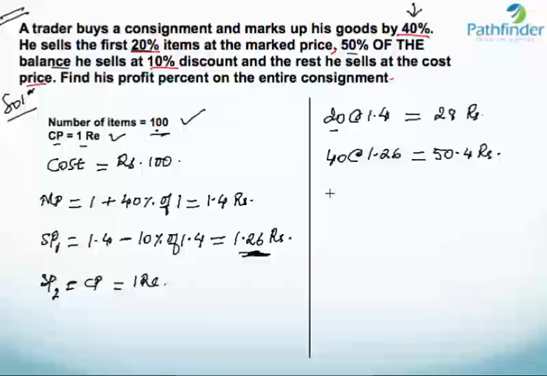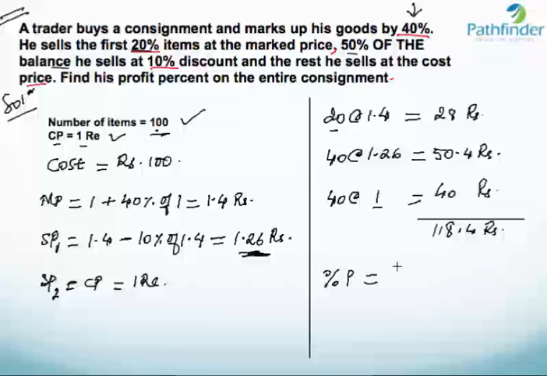So you have 40 items and 20 items, 60 items gone. So the number of items remaining is once again 40, and this he is able to sell at the cost price, and therefore he must have earned a revenue of 40 rupees. So what is the total revenue he must have got? 68 and 50, 118.4 rupees.